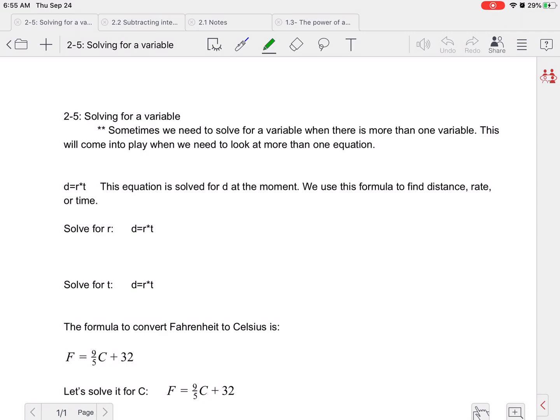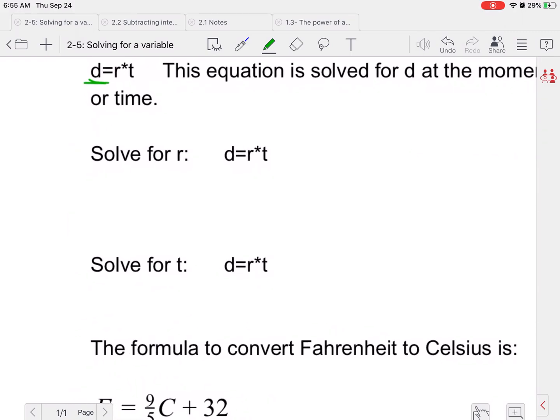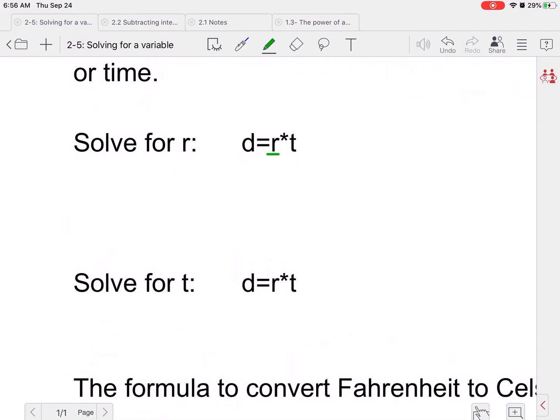So sometimes we want to be able to solve for different variables. So right now this is solved for d because d is by itself on the one side of the equals. So if I wanted to solve for r for this one, I would say, okay, what is stopping r from being by itself? Well, t is stopping r from being by itself, and t is being multiplied by r. So to get it to the other side, I need to divide both sides by t. So now I get r equals d, which is distance, divided by time. So this is now solved for r, because r is by itself.